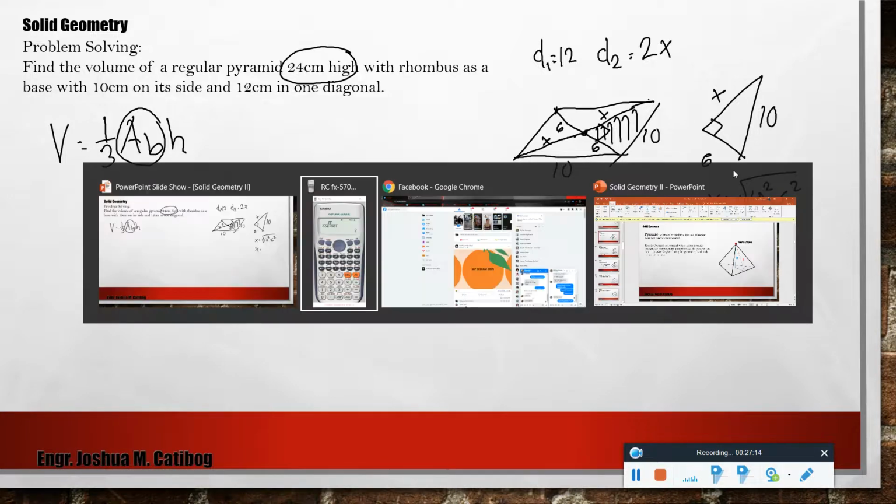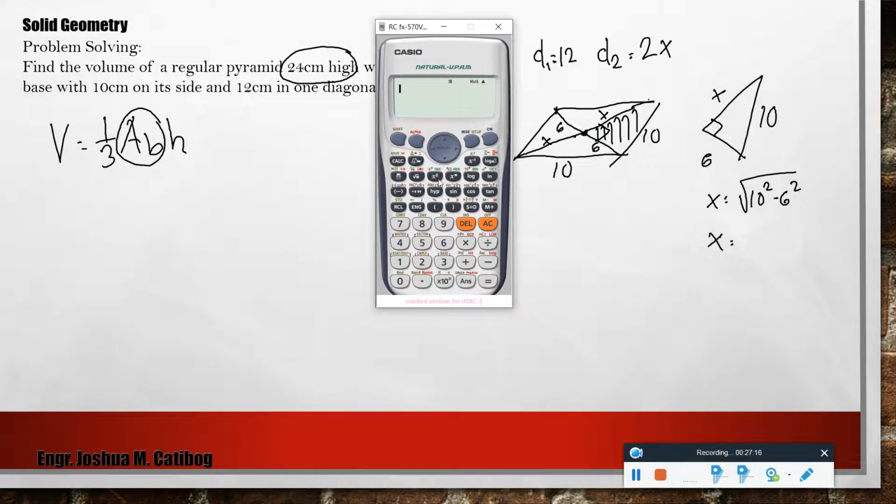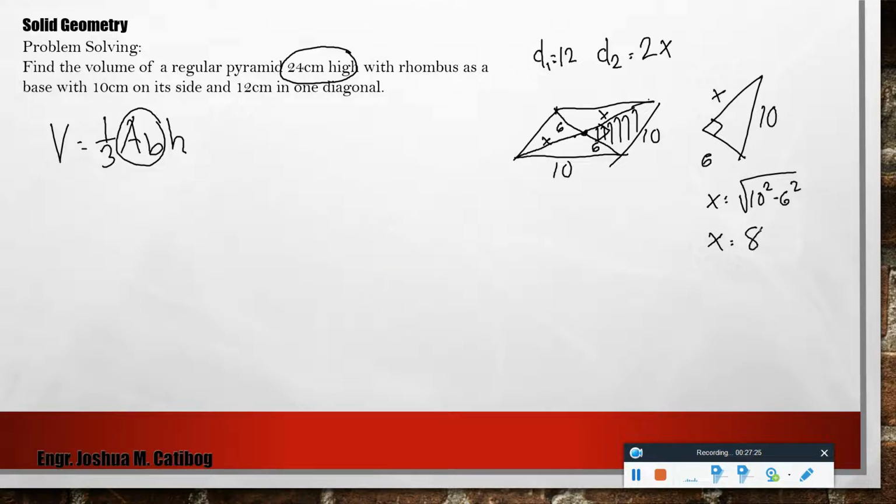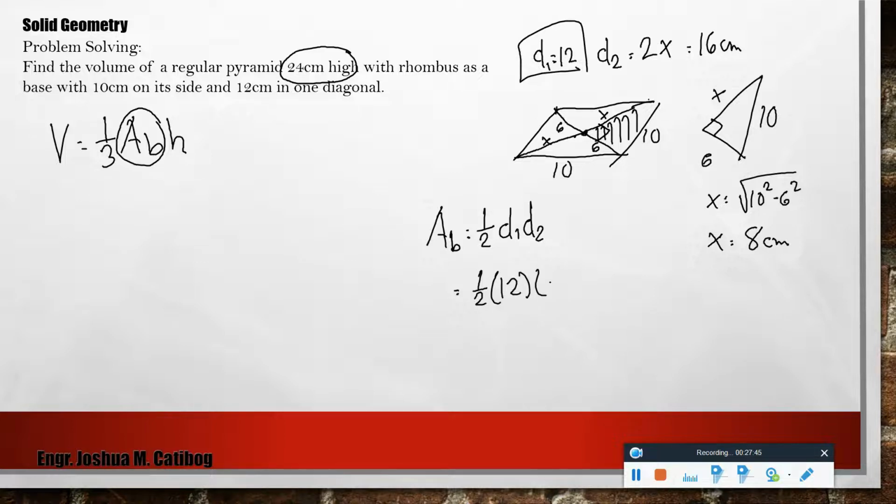So, the value of x is simply what? The square root of 10 squared minus 6 squared. So, we have here 8. The unit is centimeter. So, basically, our D2 is 2 times 8. So, we have 16 centimeters. So, we can now get the area of the base by using the formula 1/2 D1 D2. Our 1/2, multiplied by D1 which is 12 centimeters, multiplied by 16 centimeters. So, area of the base is what? 12 times 16 divided by 2. So, we have here 96 square centimeters.